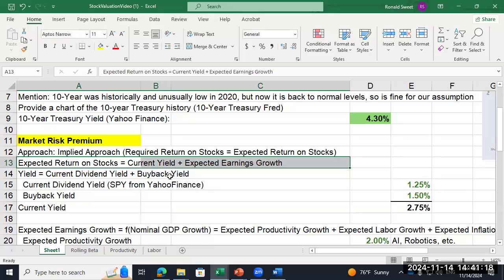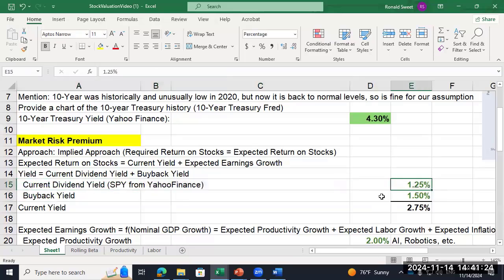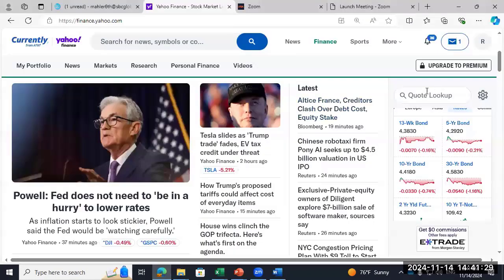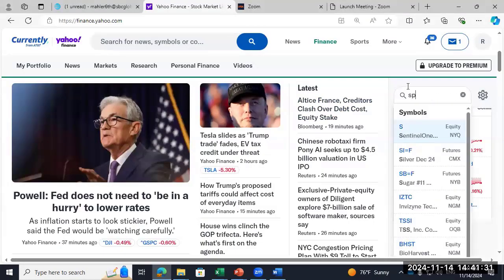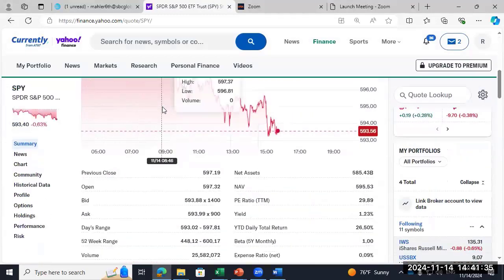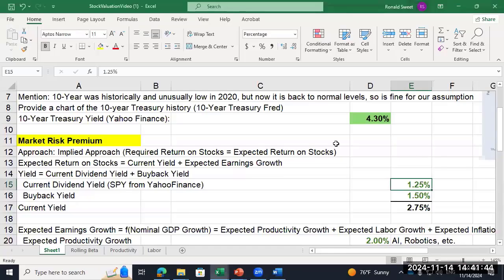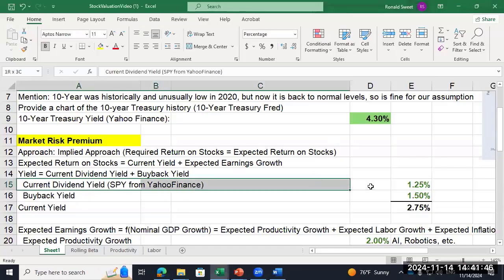What's the current yield on stocks? Well, here I'm going to recommend that you add in a little extra factor. The current yield on the U.S. stock market, the last time I checked, was 1.25. It might be a little bit higher today. But if you just find the SPY in Yahoo Finance and get its current yield, yeah, still 1.23. I rounded it up to 1.25. That's the dividend yield on stocks.